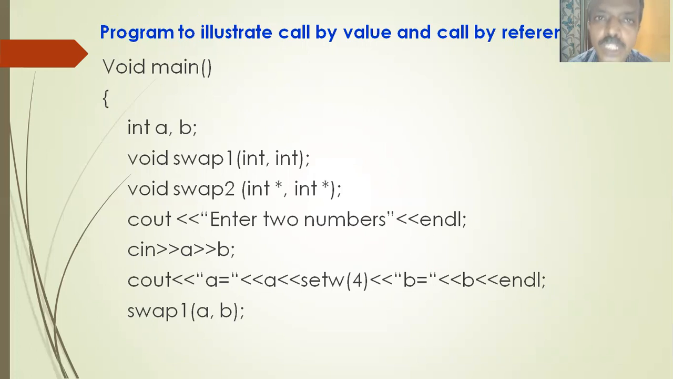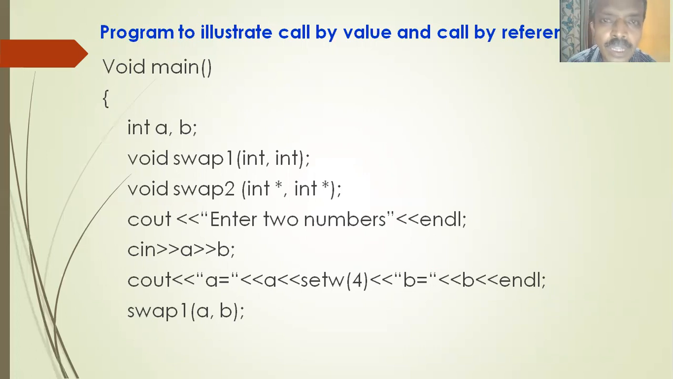For the swap1 function, the two arguments are integer type and there is no return type. For the swap2 function, since you are passing the address of the variable, the formal parameter must be a pointer. So it is defined as int star comma int star. So the two formal arguments are pointer type.